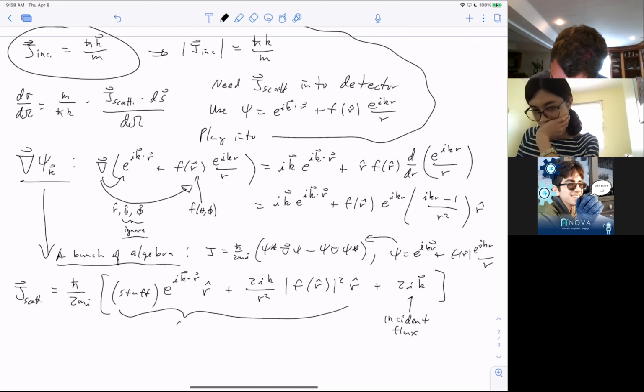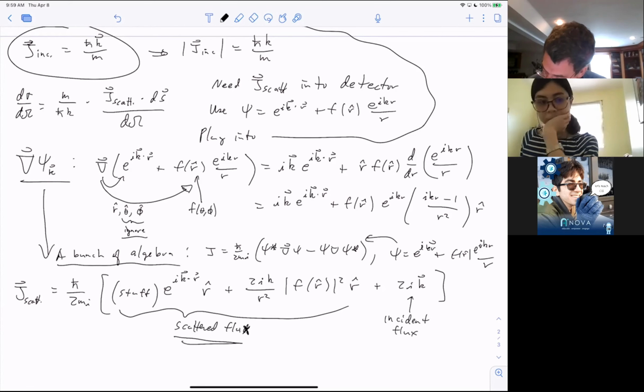And that's the scattered flux. And for our differential cross-section term, we only care about the scattered flux, what occurs due to the scattering. So that's this part that I've underlined right here. This part we don't need to worry about. So what we have to do then is look at the scattered flux going into the detector.